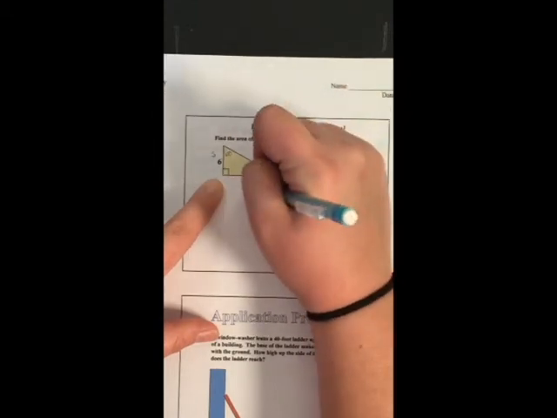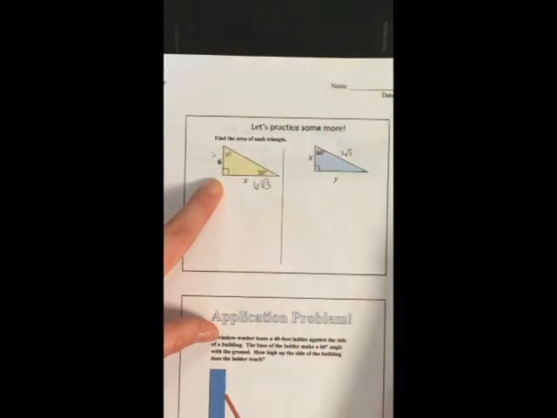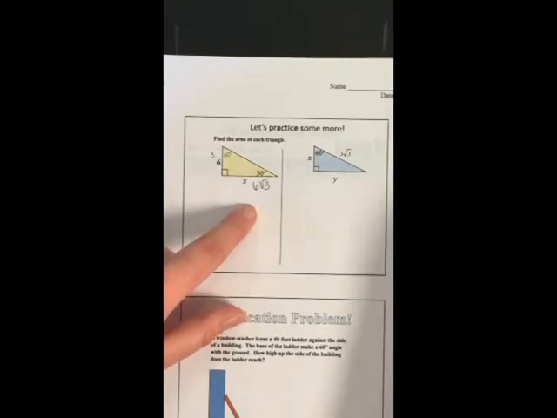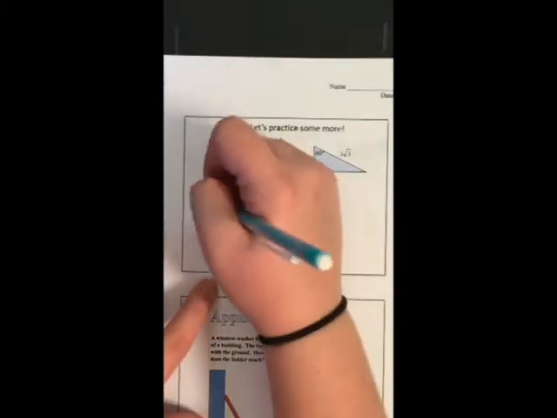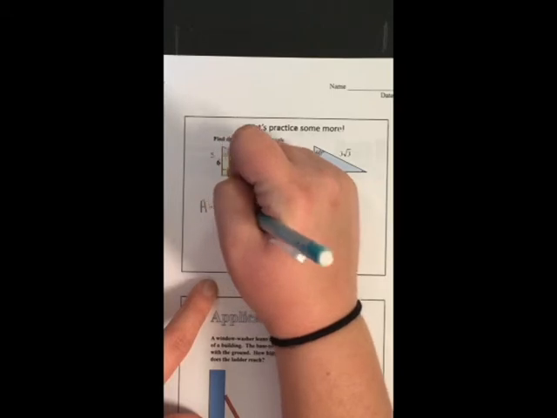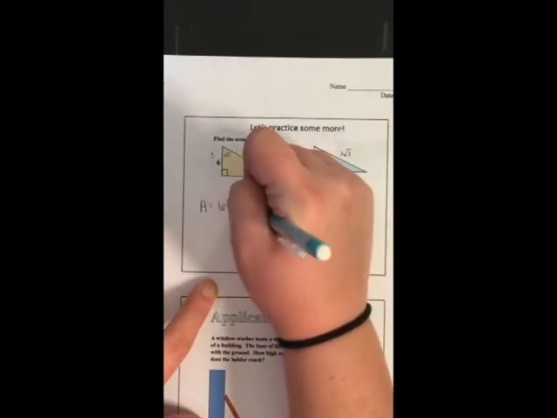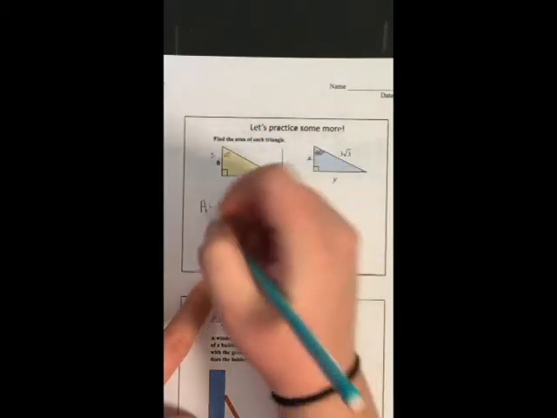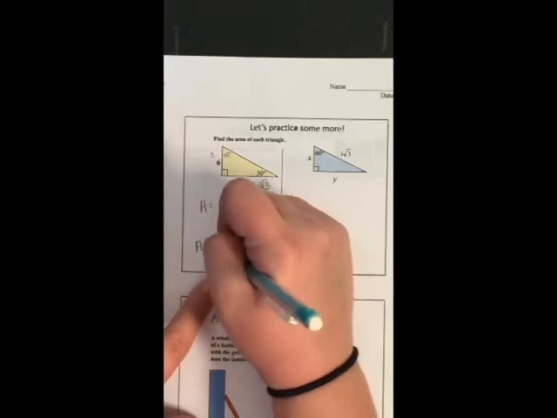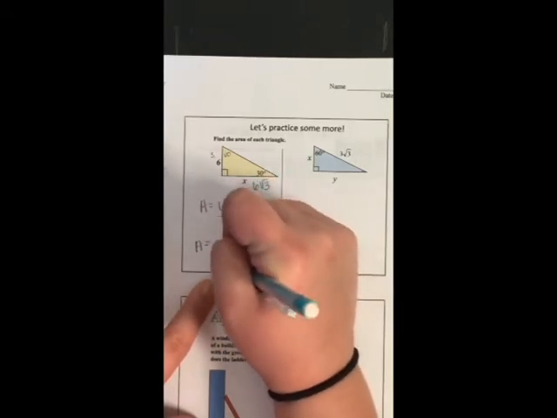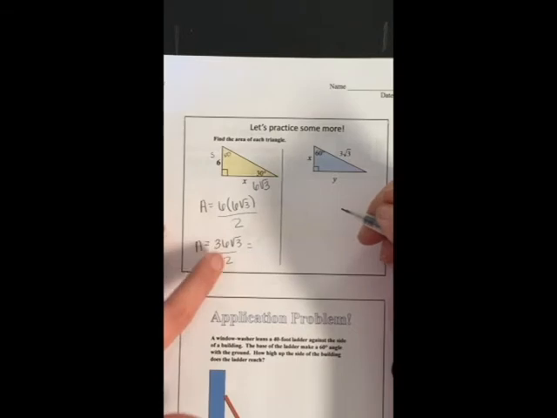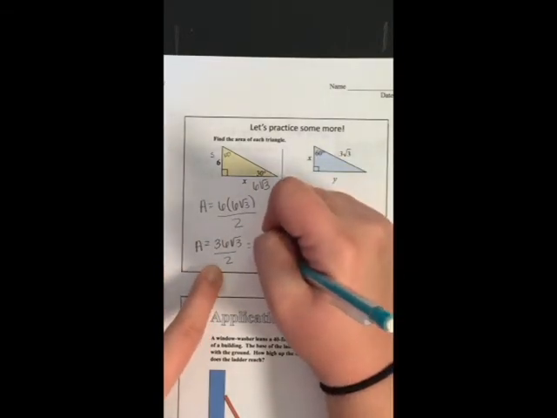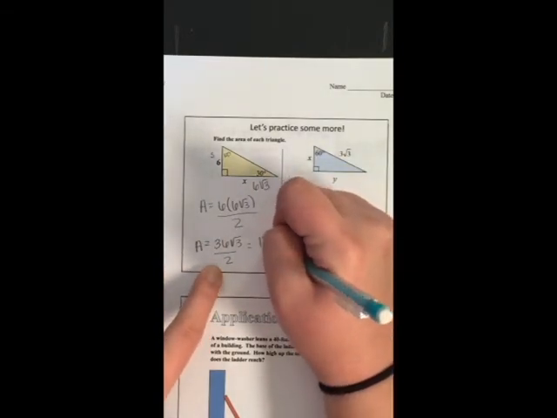So that would be 6 root 3 because you multiply by the square root of 3 if you're given the short leg. So my area is going to be 6 times 6 square root of 3 divided by 2. Area is equal to 36 root 3 divided by 2. 36 divided by 2 is 18, so it's going to equal 18 root 3.